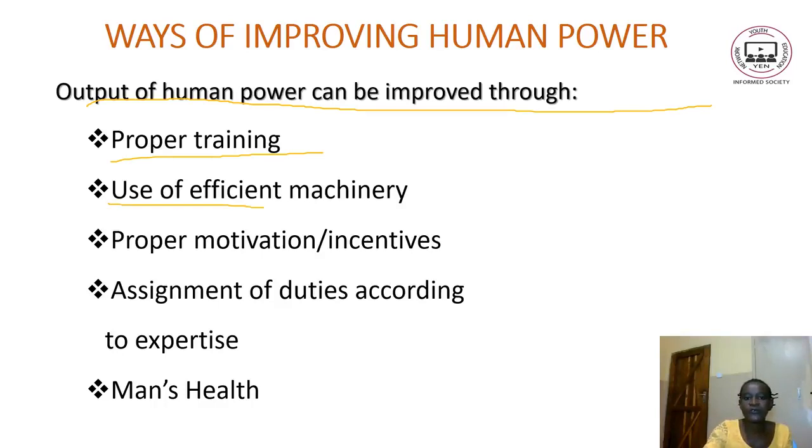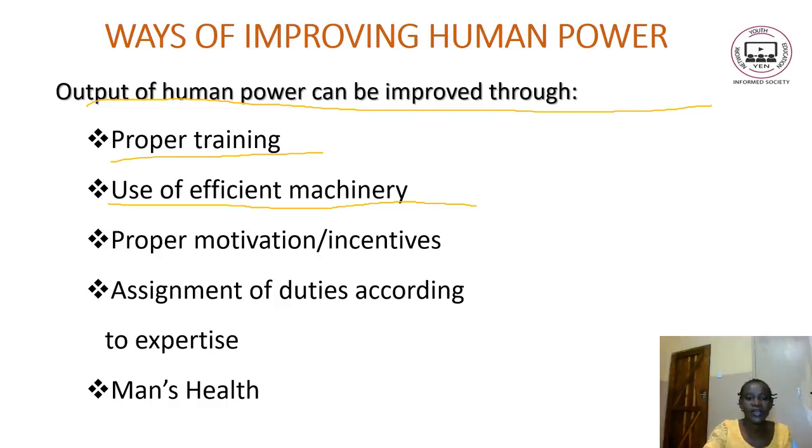Apart from that, use of efficient machinery. If they use those simple tools or small tools, most of the times, as I've already mentioned, we expect that in terms of perfection, it will not be there. Apart from that, the work may slow down. So to prevent that, you may involve human power, but make sure that they are also using efficient machinery so that the work can be done perfectly.